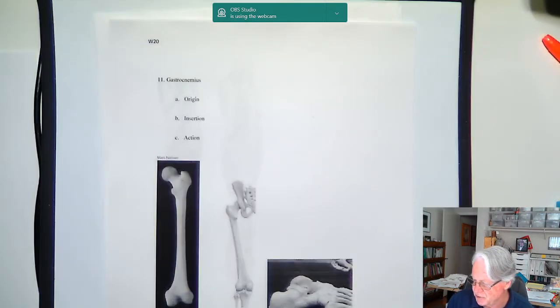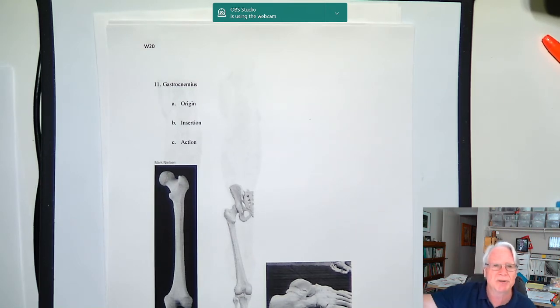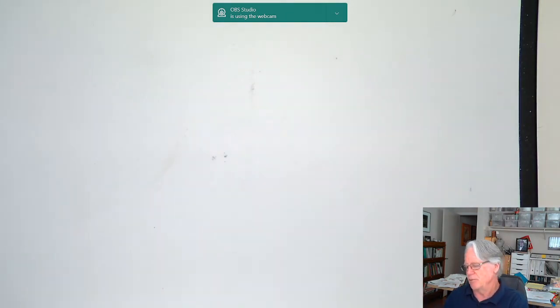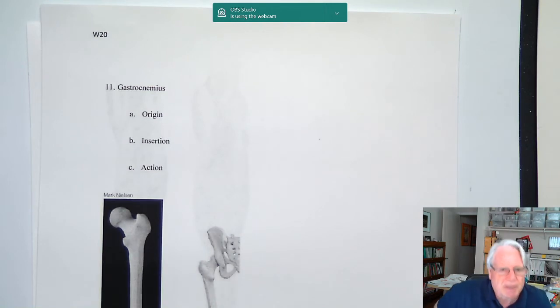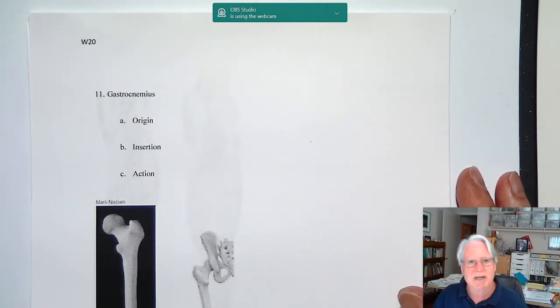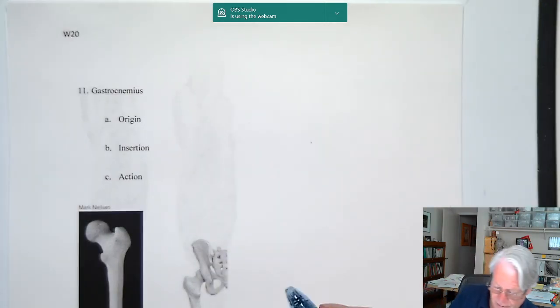Which is the gastrocnemius muscle. Gastrocnemius muscle. And this muscle is named after the stomach. I have no idea how that came to be. Apparently somebody was hungry when they named this muscle. It reminded somebody of the stomach. I don't see it, but maybe you do. Anyway, gastrocnemius. Let's get the information first, and then we'll look at it.